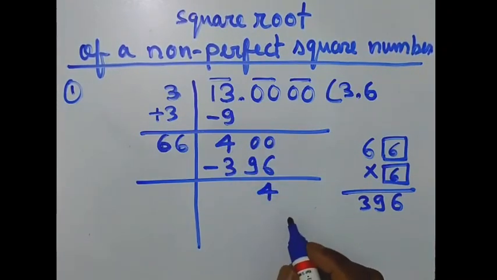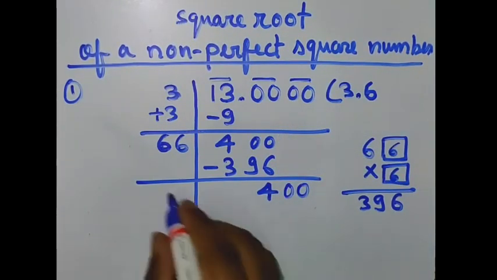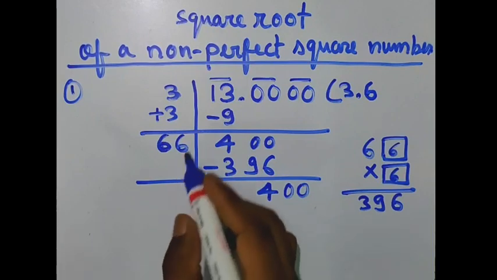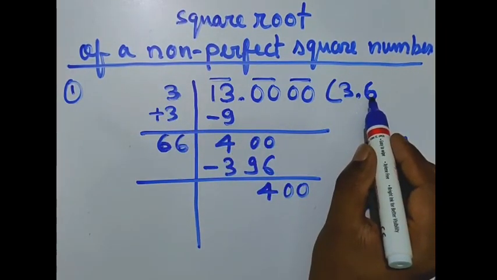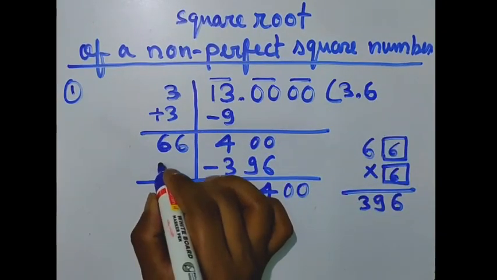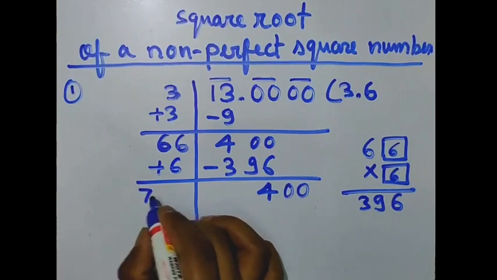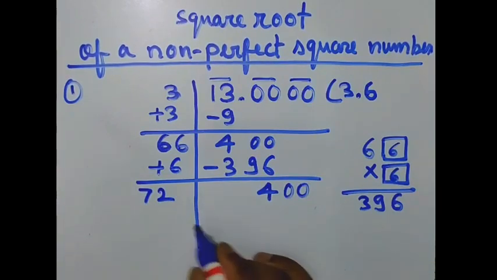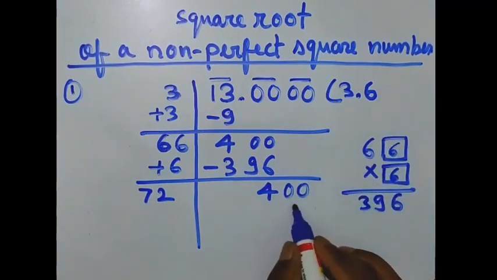10 minus 6, 4. Now we'll carry down 0, so here we have another pair, again we have 400. Now what you have to do, you have to multiply this number and you have to add the same number down below. So plus 6 will give us 72. Now what number shall I put here and multiply to get 400?